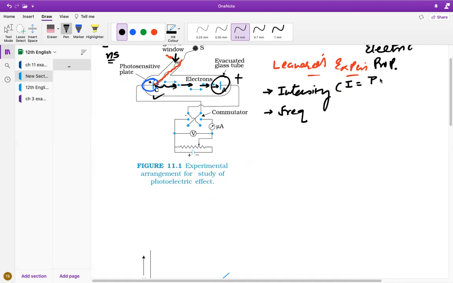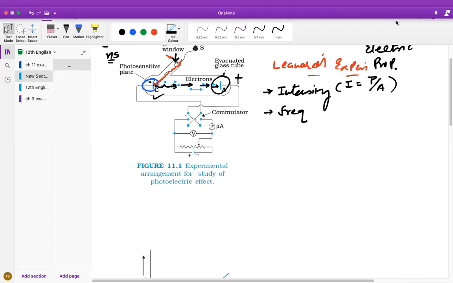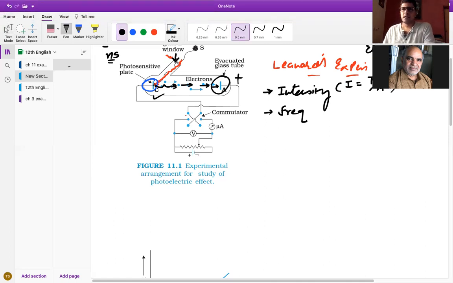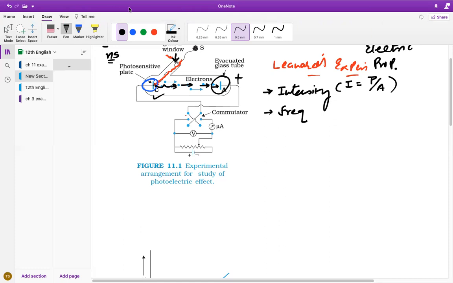It is called intensity, I equals P by A, power upon area. We followed this expression in chapter number 9: P equals IA. Why so? That is the pressure, or power, applied on a certain area. It is called our intensity. This is the thing to remember.